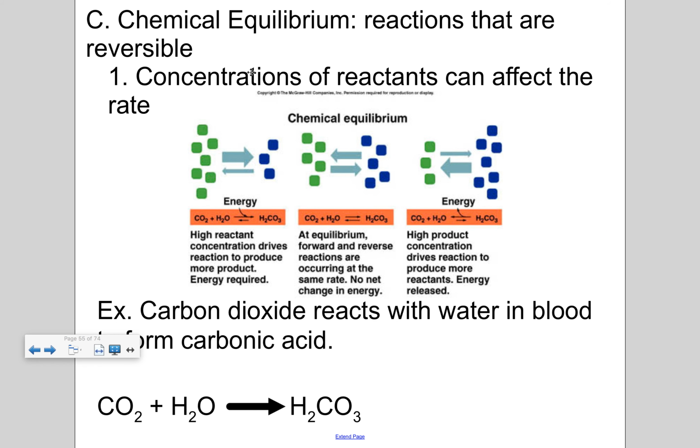Okay, reactions are reversible, so we call it chemical equilibrium when they can go in both directions. It has everything to do with the concentrations of reactants. If I have a high reactant concentration, then it's most likely going to flow in this direction so I can make more products. If I have a high number of products and the reaction is reversible, then it will flow in the opposite direction. You can see here with the big arrow. But if they have equal amounts, then I'm going to have equilibrium.